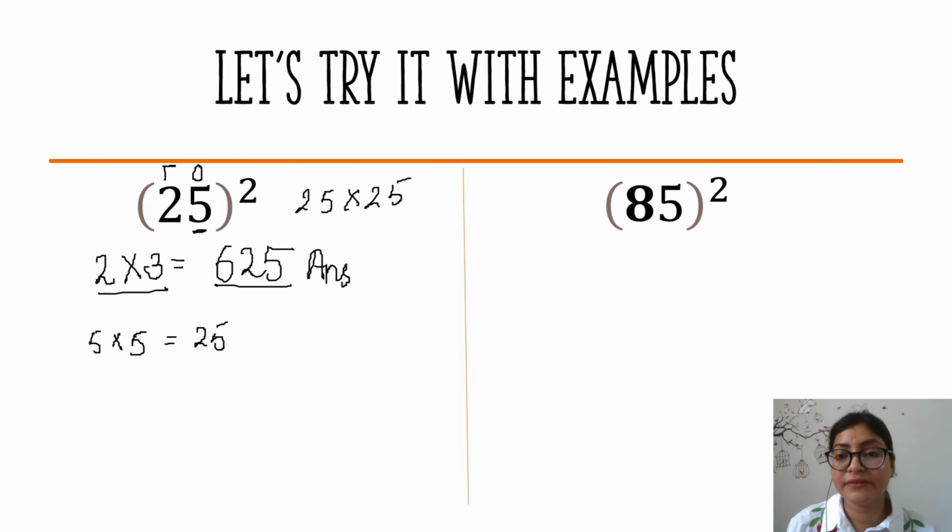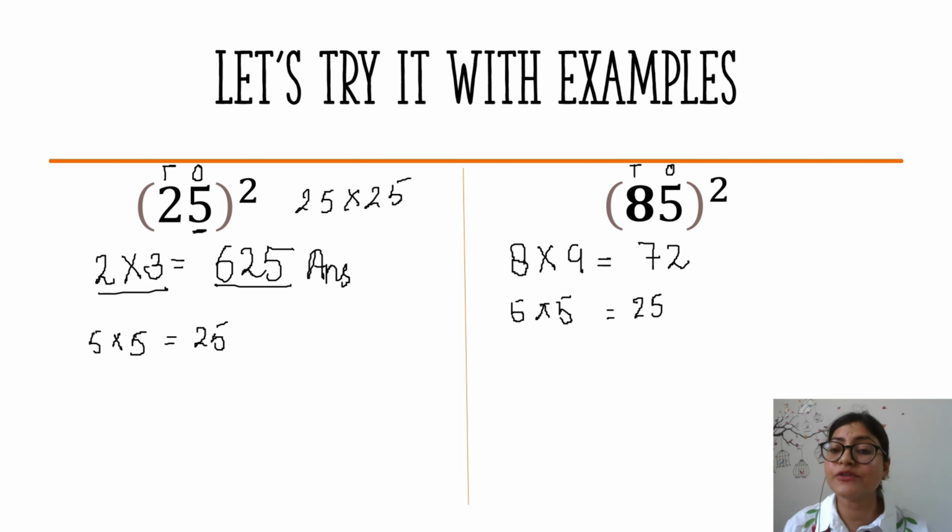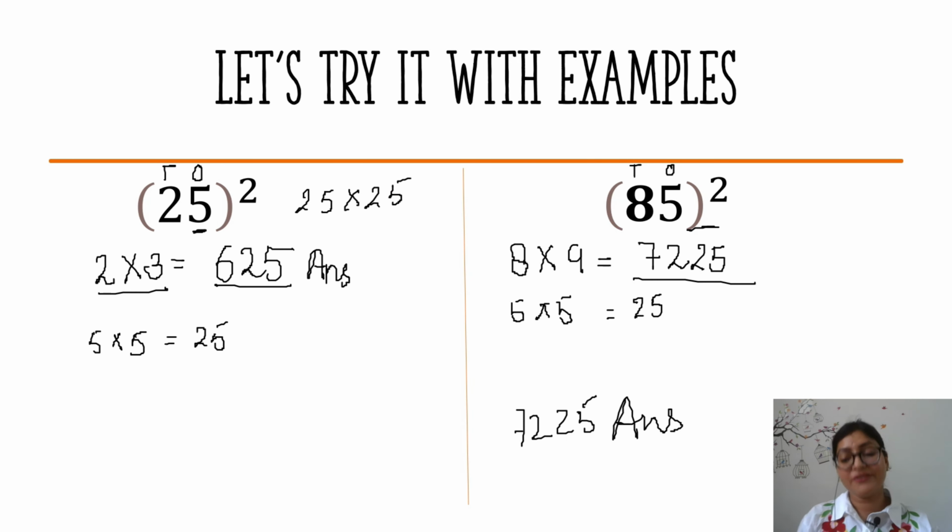Let's try it with another number. We have 85 square here. So 5 is at the 1's place. What is written before 5? It's 8. And what comes after 8? It's 9. 8 nines are 72. Now what do we need to do? We need to find out what is 5 square. 5 square is 25. So we simply need to write this 25 along with 72. 7225. This is the answer, and this is the square of 85.